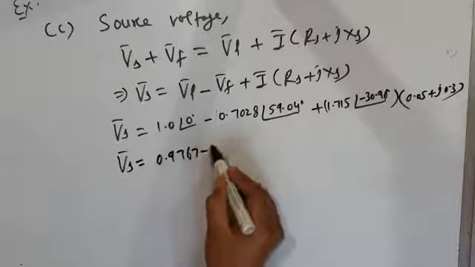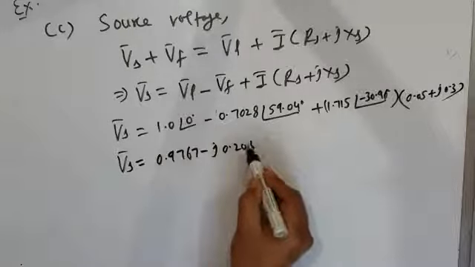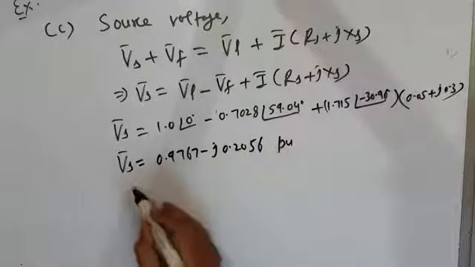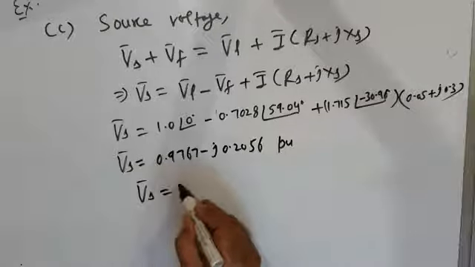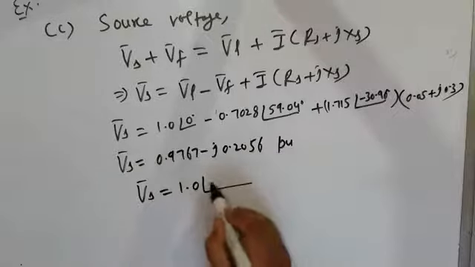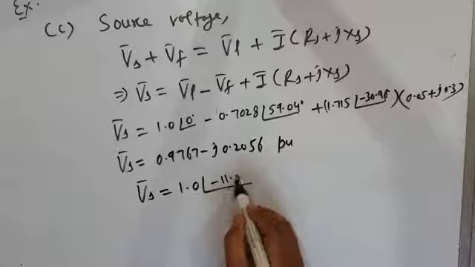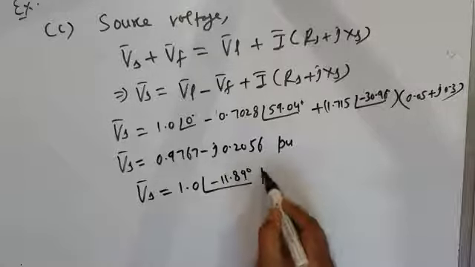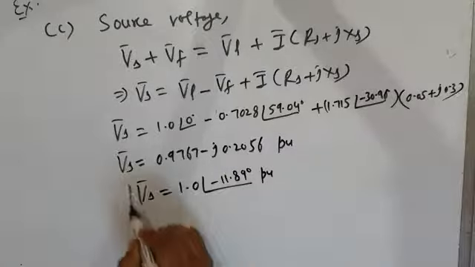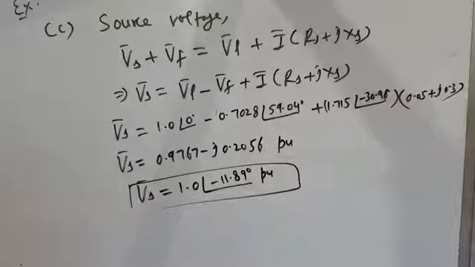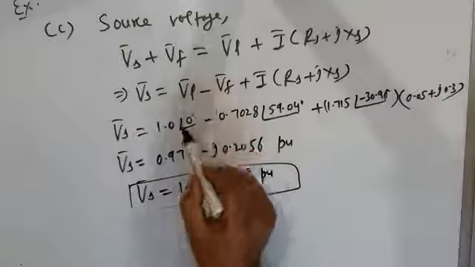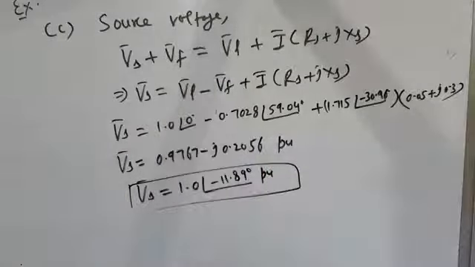दैट विल बी 0.9767 माइनस J 0.2056 पर यूनिट। ये तो रेक्टेंगुलर फॉर्म में, और पोलर फॉर्म में ये 1 के बराबर ही आएगी, लेकिन इसका एंगल आएगा -11.89 डिग्री पर यूनिट। दिस इज सोर्स वोल्टेज। अब यहाँ प्रॉब्लम ये है, सोर्स लोड वोल्टेज, your DVR has corrected your load voltage.